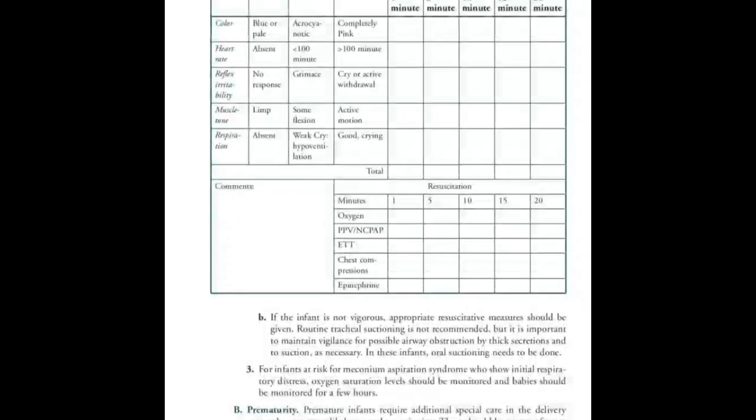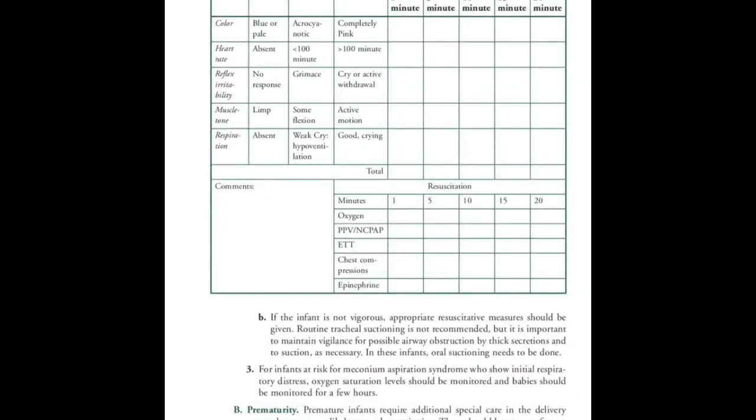Then comes grimace. G for grimace, or that is reflex irritability. If the child is crying or there is active withdrawal to the stimulus, then we give 2 score. If the child gives a grimace response, then it's 1. If there's no response, then 0.